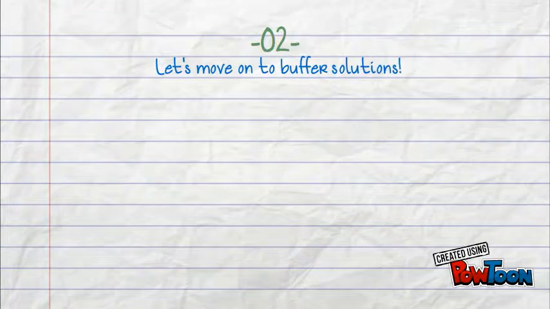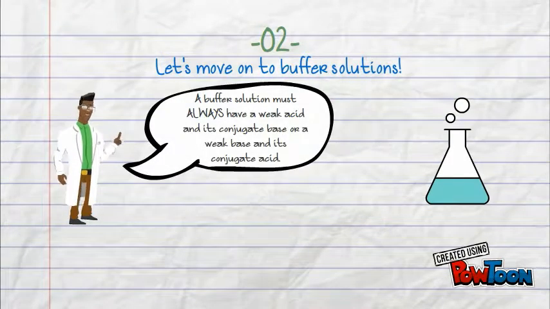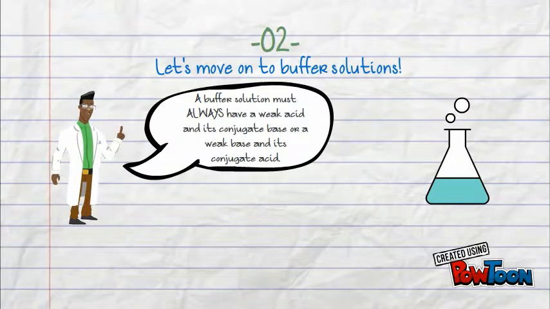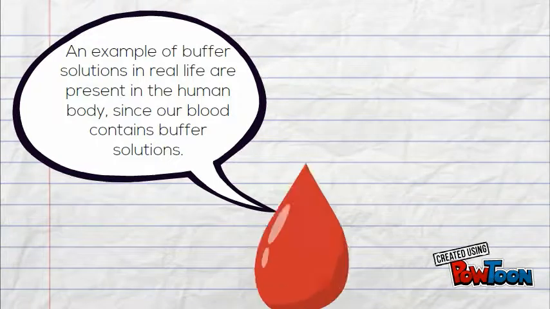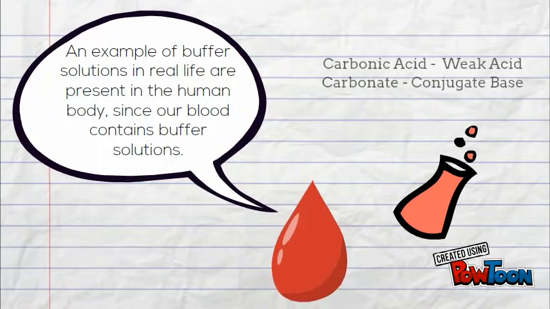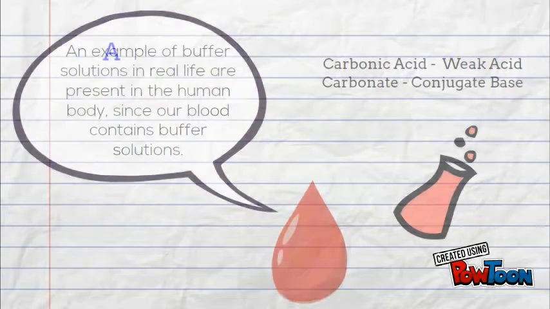A buffer solution must always have a weak acid and its conjugate base or a weak base and its conjugate acid. This solution resists large changes in pH when strong acids or bases are added. An example of buffer solutions in real life is the human body, since our blood contains buffer solutions. The body's chemical system consists of carbonic acid, a weak acid, and carbonate, the conjugate base.